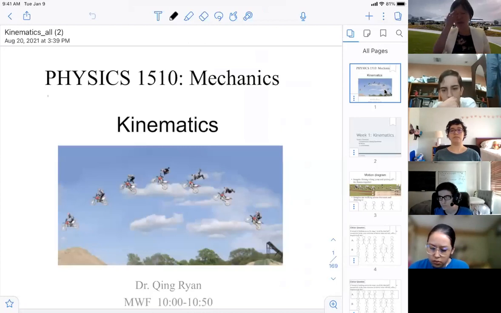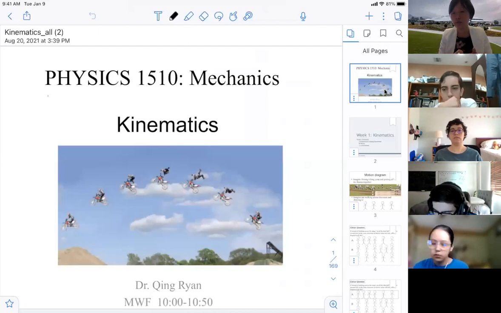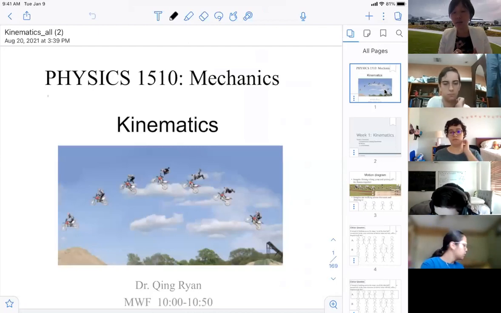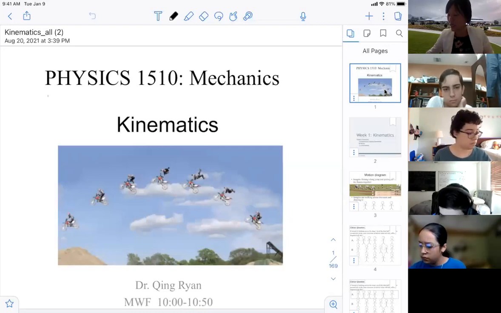Our very first topic is kinematics, right? This semester is about Newtonian mechanics. So we're looking at forces and motion and all of that, which is also very nice because it's related to our everyday life. It's more intuitive. So kinematics is the very first chapter, meaning that we'll study motion, right?